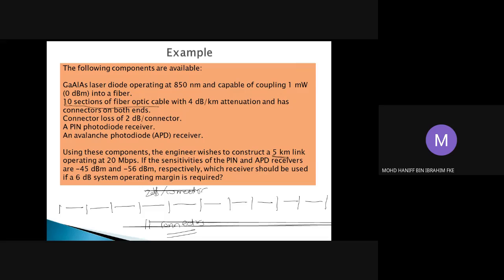Okay, so let us proceed with this solution, whether you want to choose the PIN or the APD. You have to test for both receivers. Let's say for the first one, we go for the PIN photodiode.